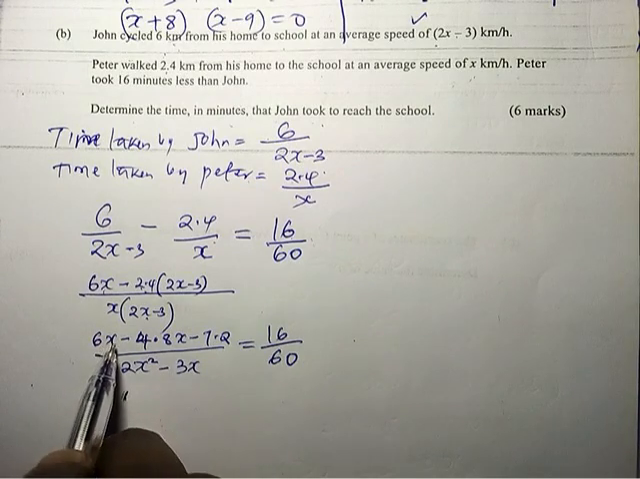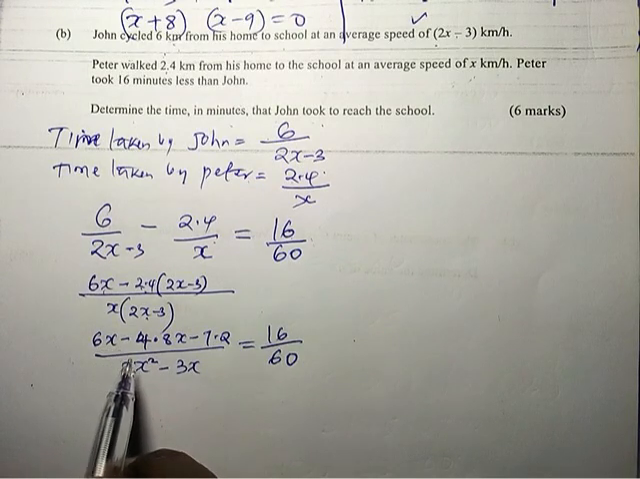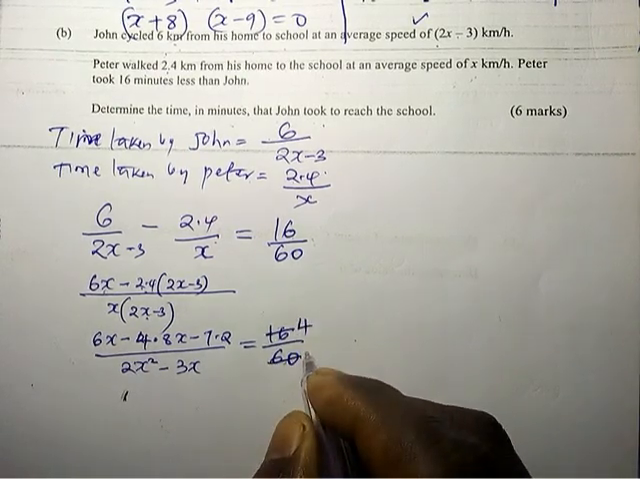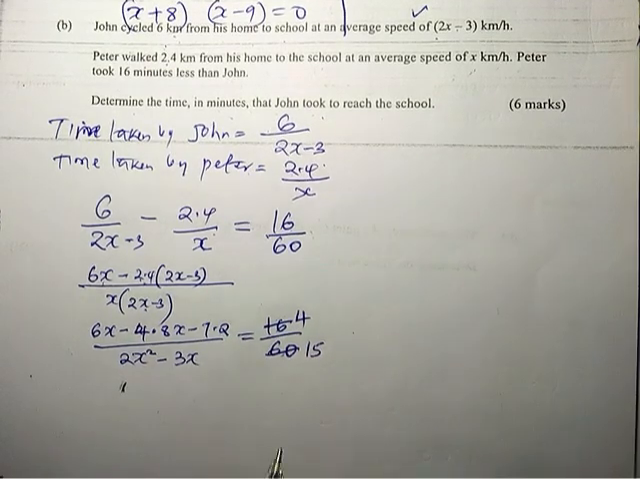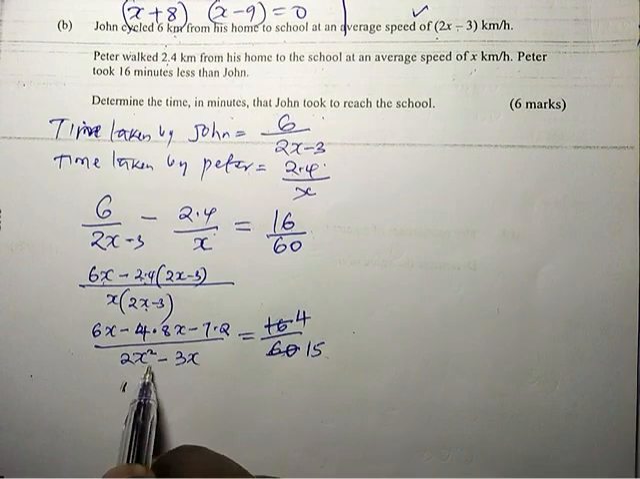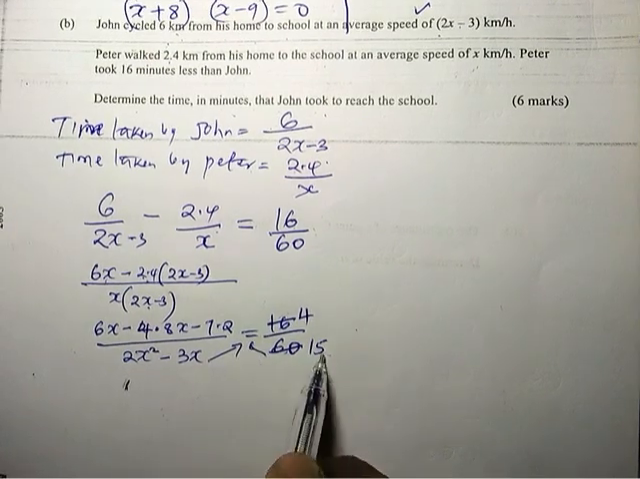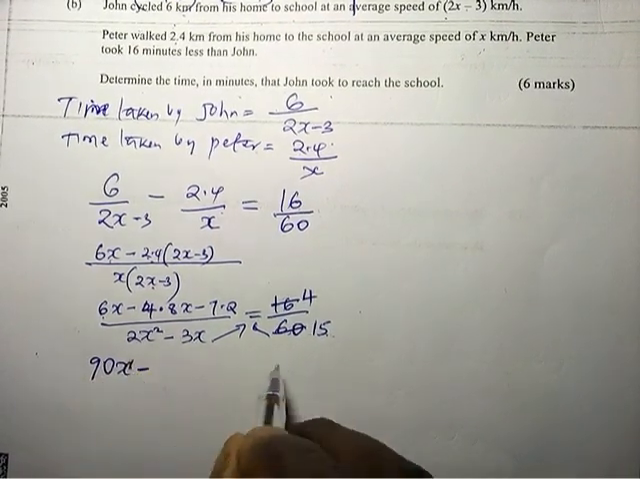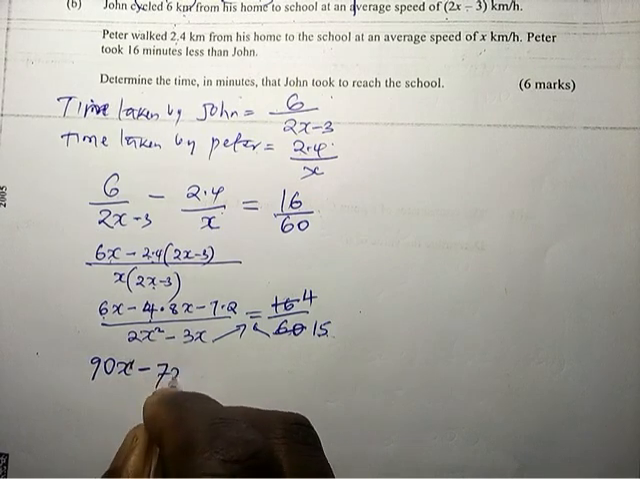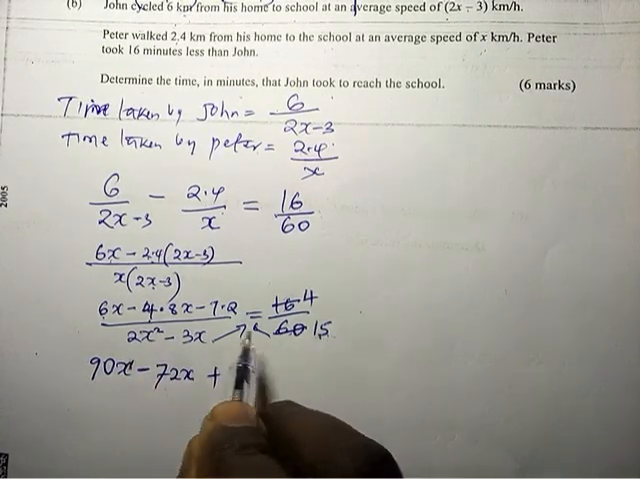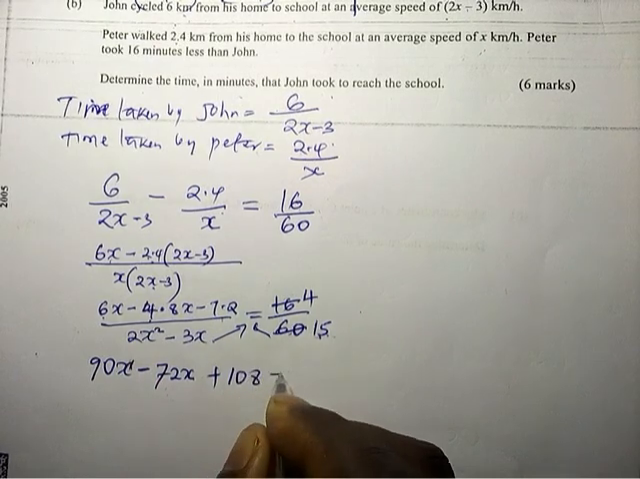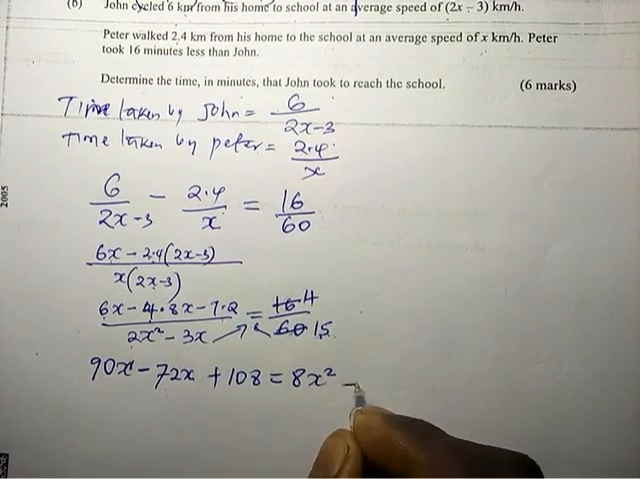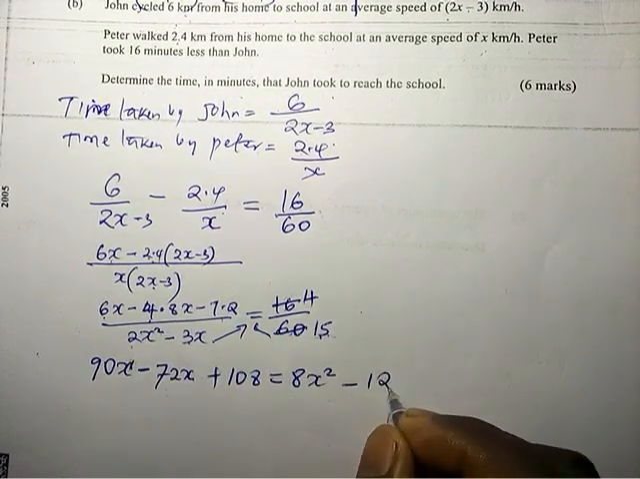So I can collect like terms here together, or we can cancel this 4 here, 4 here, 15. Now we can cross multiply everything like this. So 15 times this, we will have 90x, minus 15 times 4.8, 72x, plus 15 times this, we will have 108, is equal to 2x squared times this, we are going to have 8x squared, minus this times this, we are going to have 12x.